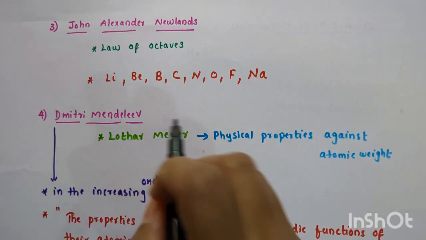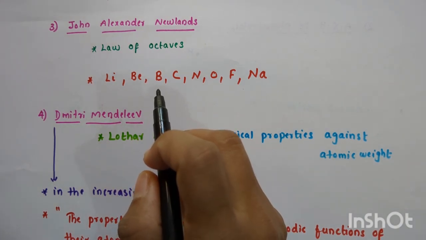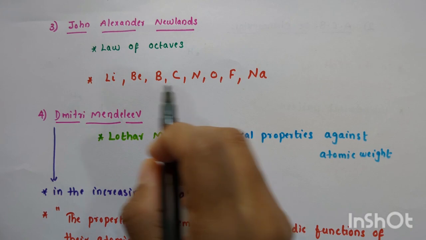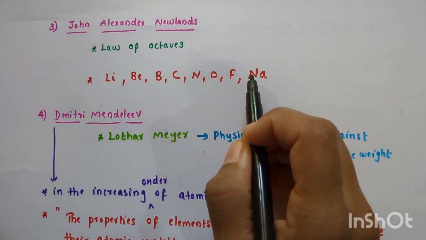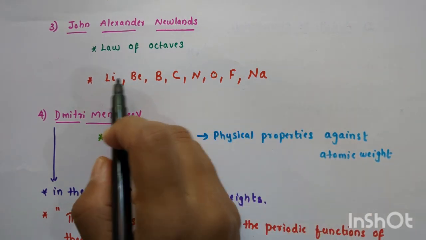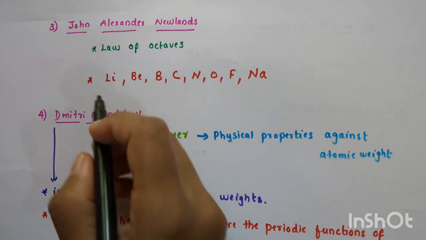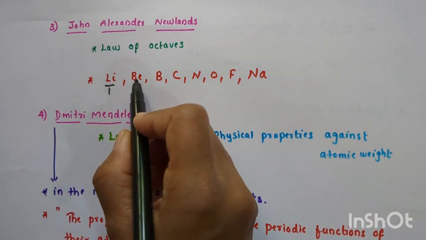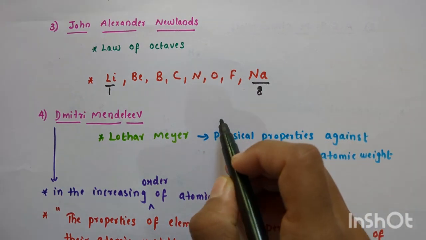Okay, so for example, let us consider a row of elements from Newland's classification. If you take these elements, lithium, beryllium, boron, carbon, nitrogen, oxygen, fluorine and sodium, you see lithium is the first one, and sodium is the eighth one.